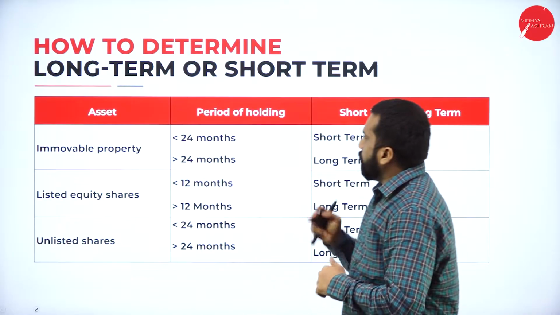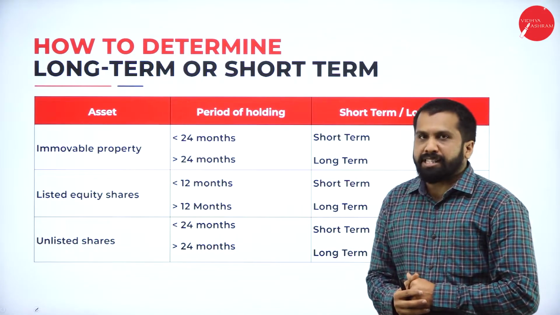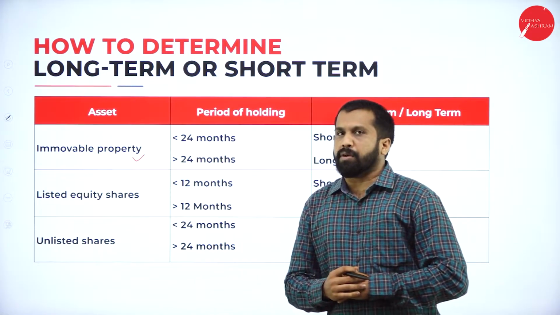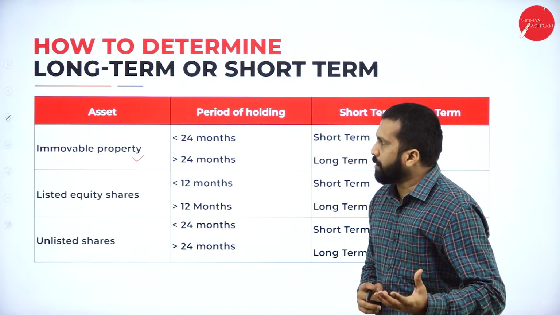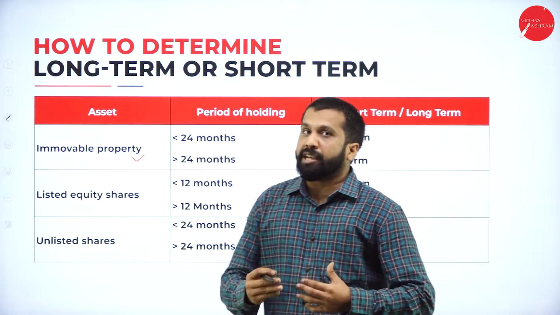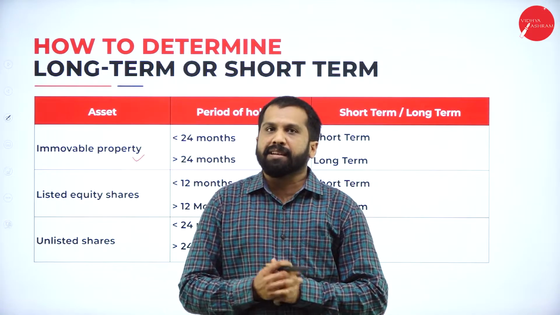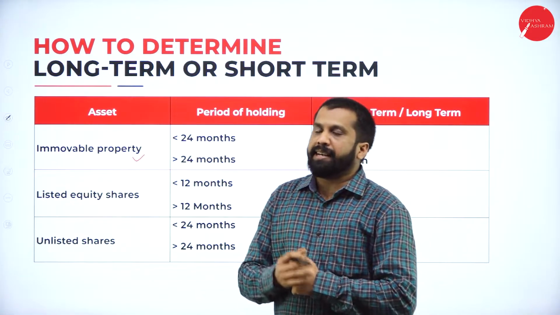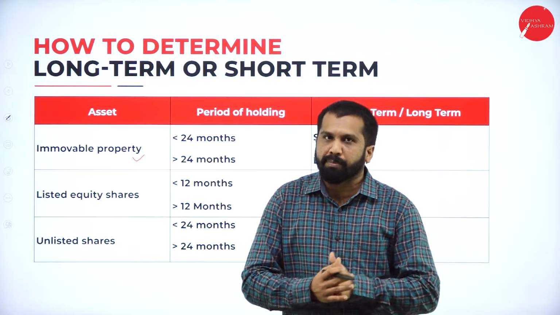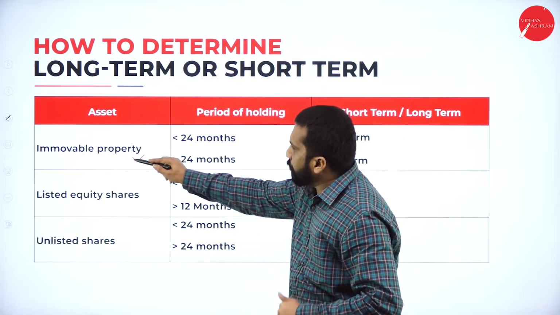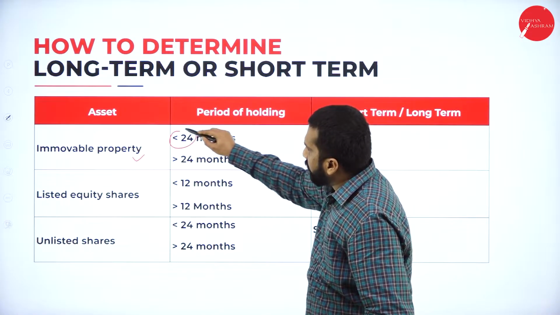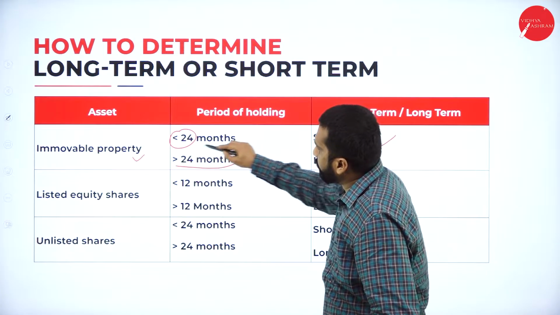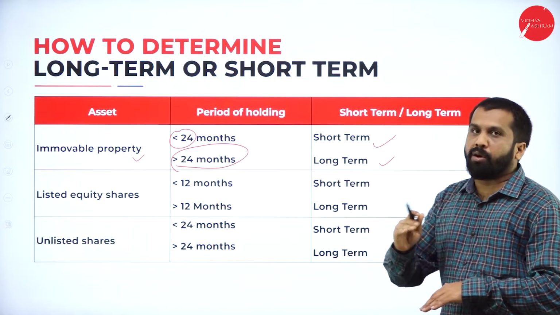Now, your short-term and long-term, how to classify? Now, we'll go one by one. Any immovable property. What is called immovable property? Immovable means any property which cannot be moved from one place to another place. Like any land. Can you move land? No. Or any asset like a building. Can you move it from one place to another place? No. Any immovable property, if it is held for less than 24 months, it will become short term. Any immovable property held for more than 24 months will be called long term.